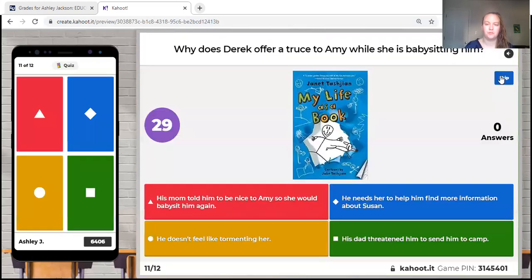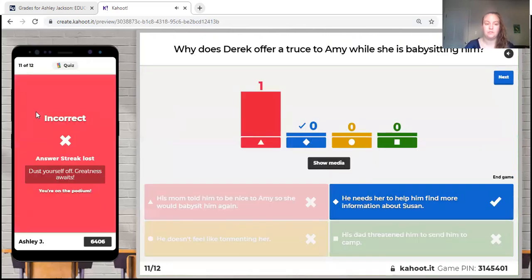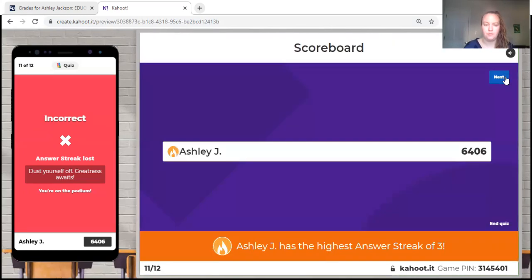Why does Derek offer a truce to Amy while she is babysitting? His mom told him to be nice to Amy so she would babysit him again. He needs her to help him find more information about Susan. He doesn't feel like tormenting her, or his dad threatened him to send him to camp. All right, let's see. So the student did not get this one correct, so those double points don't go towards their points. But again, they also don't lose points, okay? So the correct answer was he needs her to help him find more information about Susan.